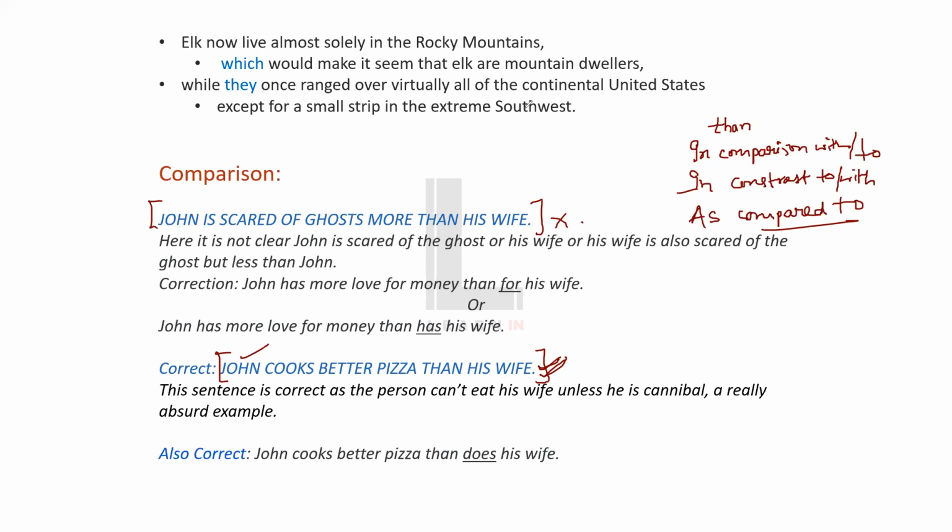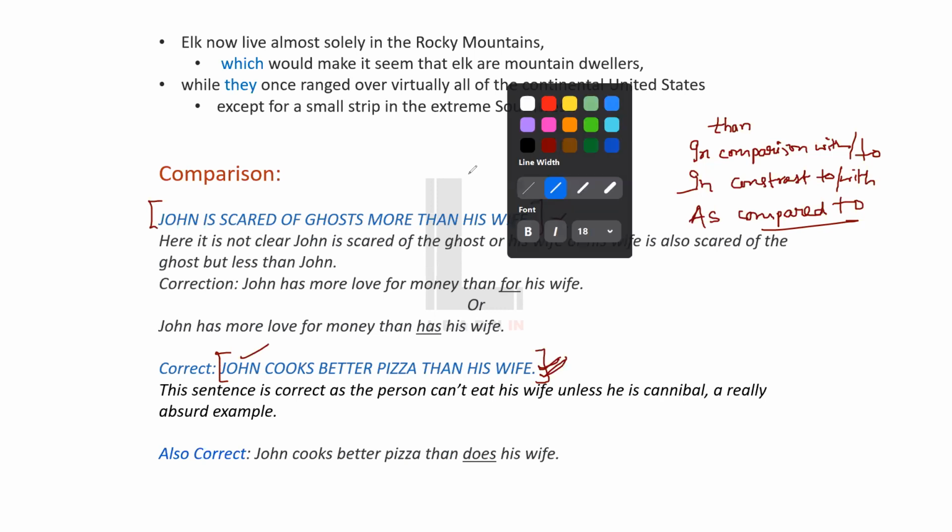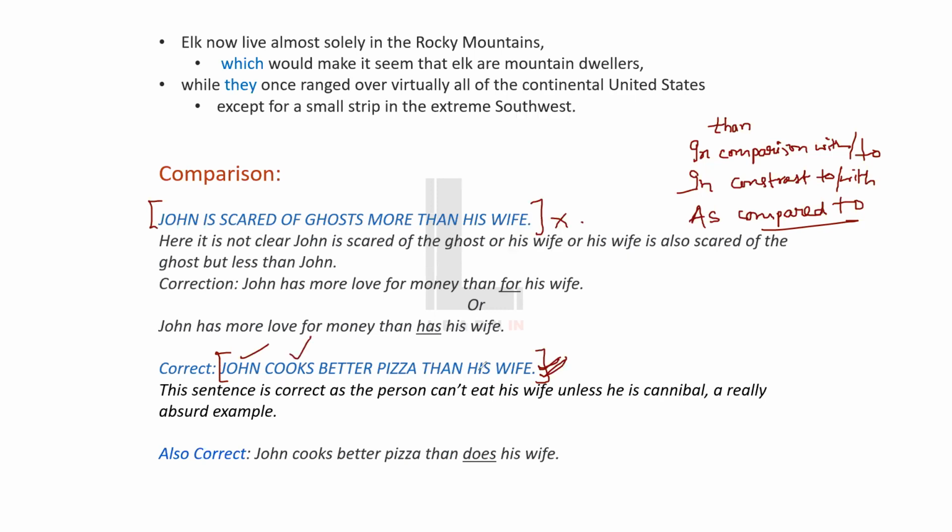Yeah, then that of course. Is the sentence correct or not? The second one. Okay, so remember, can John cook his wife? Can John cook better pizza than his wife?